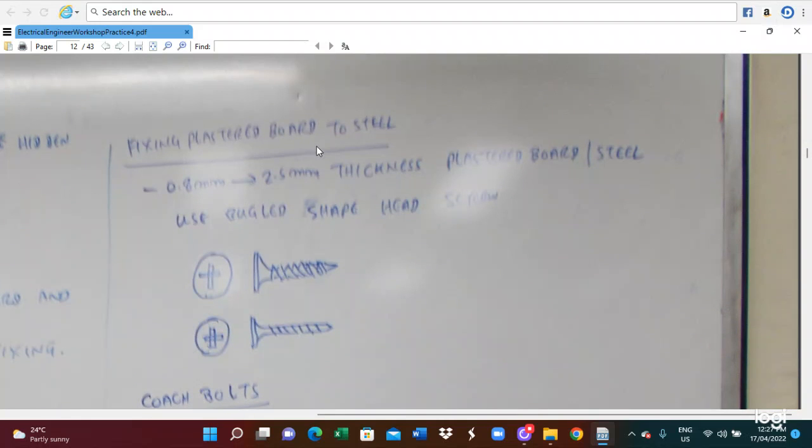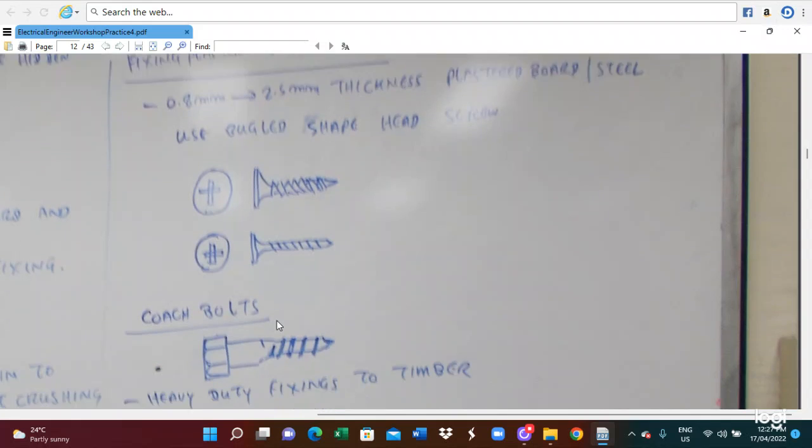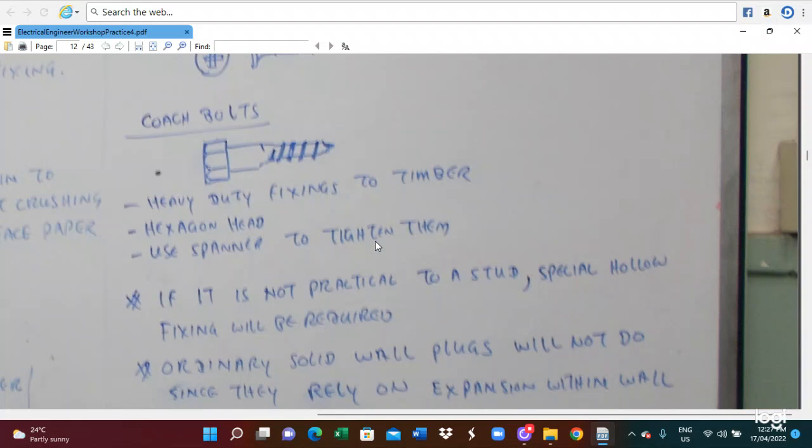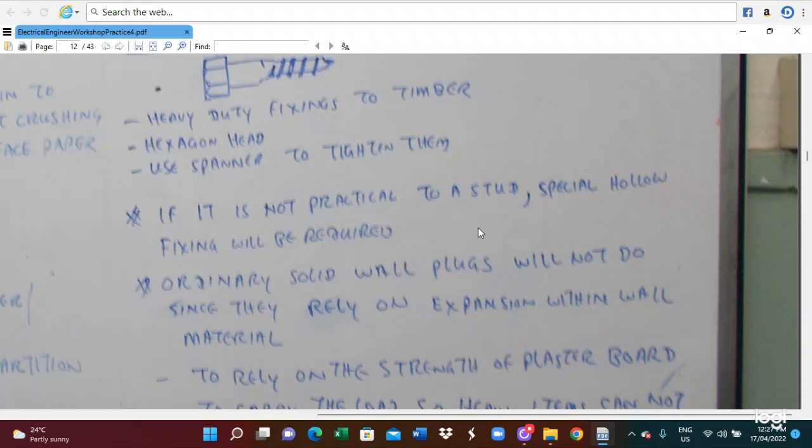Here we use fixing material, a screw with 0.8 mm to 2.5 mm thickness, used for stitching. This is for the screw, and this is the coach bolt. The coach bolt is used as a heavy duty fixing for timber. They have hexagon heads, and you use a spanner to tighten the nut.